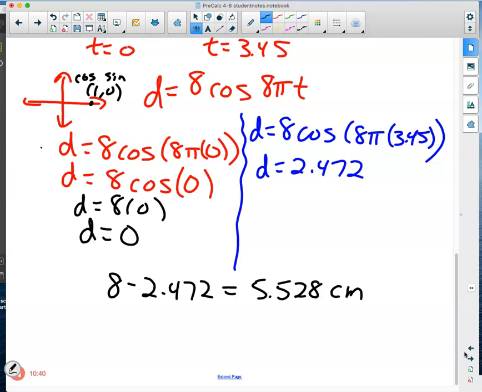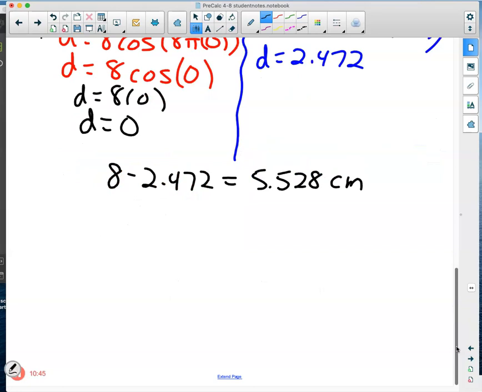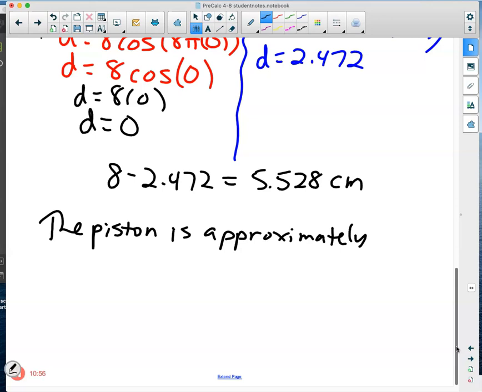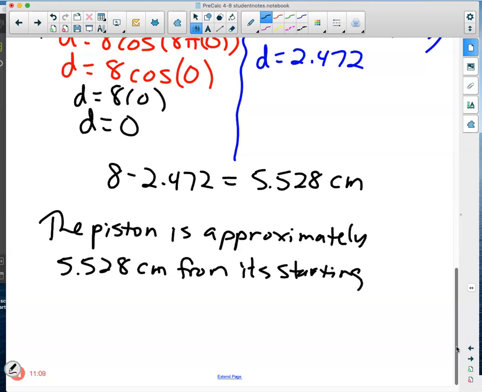centimeters. And if we stop to do what we really should, which is write a sentence saying, here's everything we found, we would write: the piston is approximately 5.528 centimeters from its starting position after 3.45 seconds.